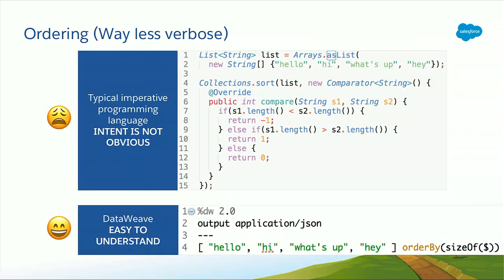Ordering. So in this case, you can see the imperative example is a lot more verbose than the DataWeave example below it. It's really easy to miss the intent when it comes to ordering in imperative languages like Java and C#. Not only that, you need to know things, like in this case, I'm using an anonymous class, an interface. You have to know all of these other things just to be able to do something simple like ordering. Whereas if you look at the DataWeave code, it's incredibly easy to tell at first glance what this code is doing. We're ordering by the size of each one of these strings.